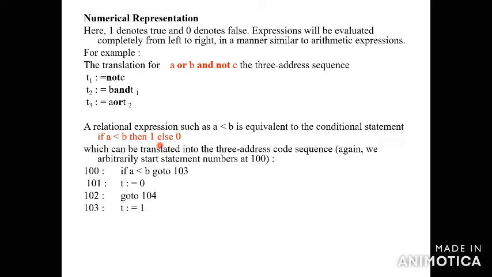These are all the outputs of the given relational expression in numerical representation. How to write it? Here you can check 100. We can start from 100; all the data can be stored from the symbol table entry. According to the 3 address code statement, each and every variable is stored at some address, starting with 100. So 100: if A less than B, go to 103. Next, 101: T1 equal to 0. 102: go to 104. 103: T1 equal to 1. How to write the output for the given expression? Check here.